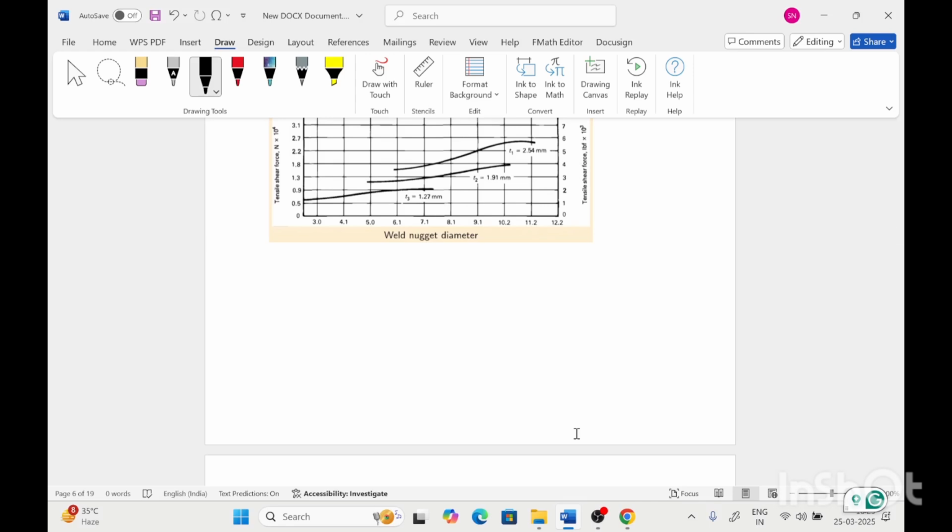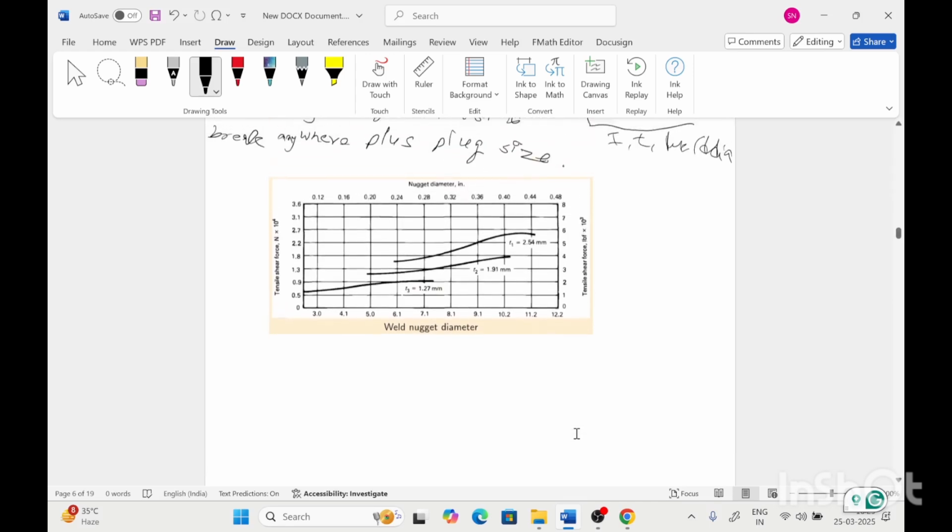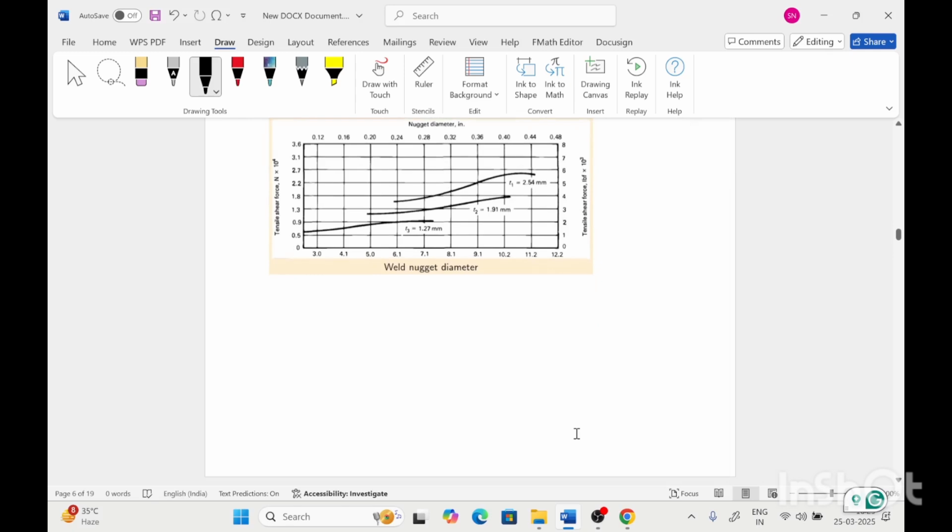And generally, this means what is the reason for the failure of this weld joint. If we see the weld nugget geometry, this is the weld nugget and this is the base plate. We can find that there is a notch present at the weld nugget position.